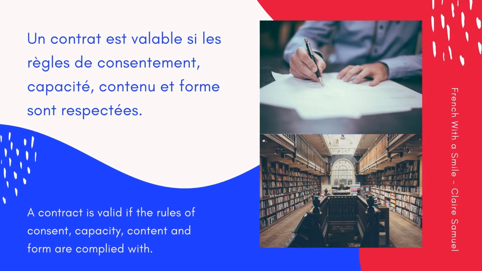Now, let's move to the validity of a contract. Un contrat est valable si les règles de consentement, capacité, contenu et forme sont respectées. A contract is valid if the rules of consent, capacity, content and form are complied with.